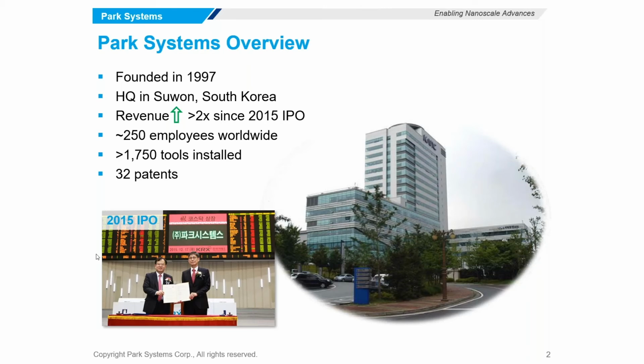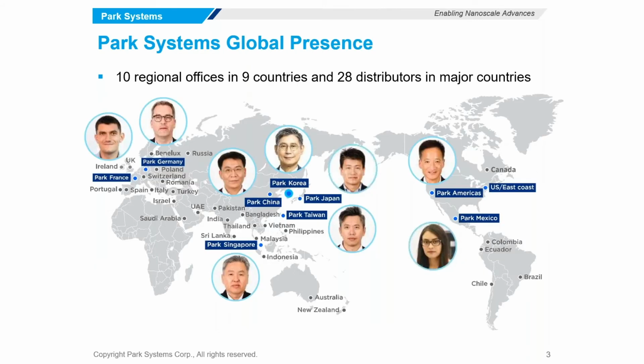To further demonstrate our global presence, we have 10 regional offices in 9 countries around the world, located in the Americas, East and Southeast Asia, and Europe, as well as 28 distributors in major countries around the world.